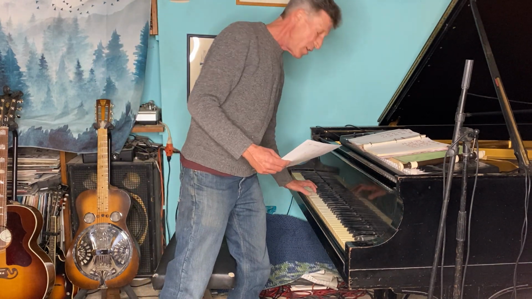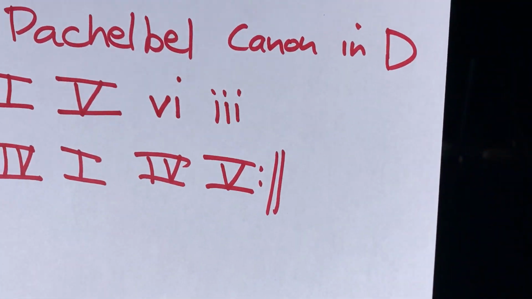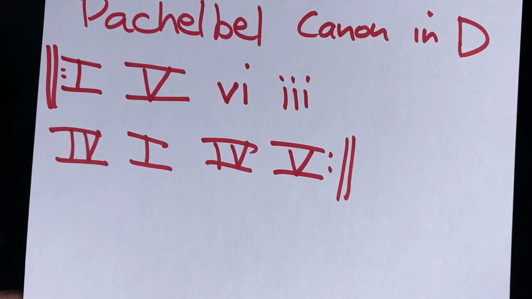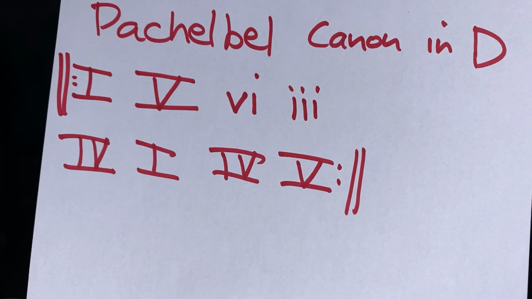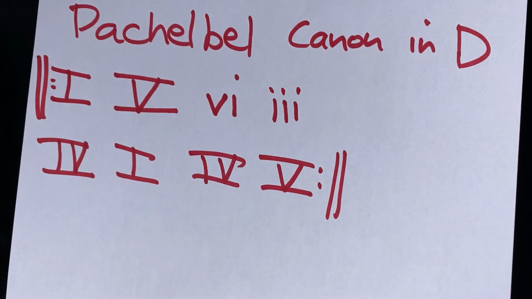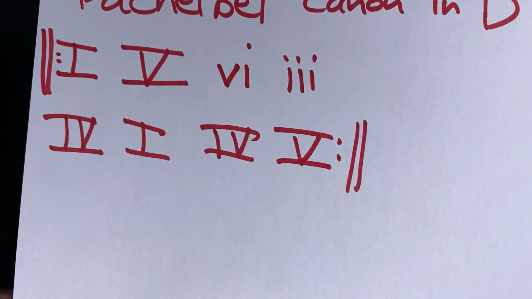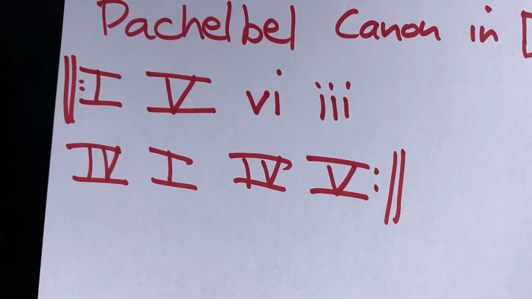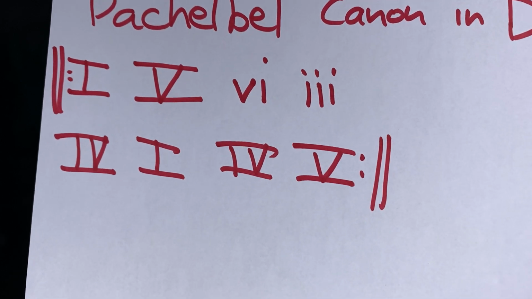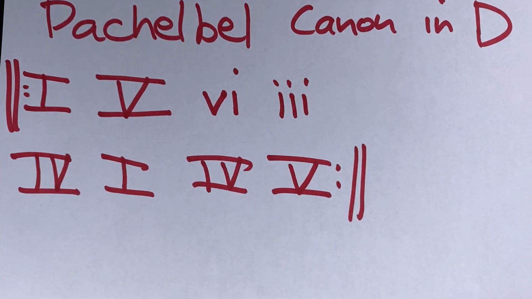The first chord progression that I'm going to teach you, and this will be in your notes, is the Pachelbel Canon in D chord progression. And it goes 1, 5, 6, 3, 4, 1, 4, 5. And then it repeats 1, 5, 6, 3, 4, 1, 4, 5.